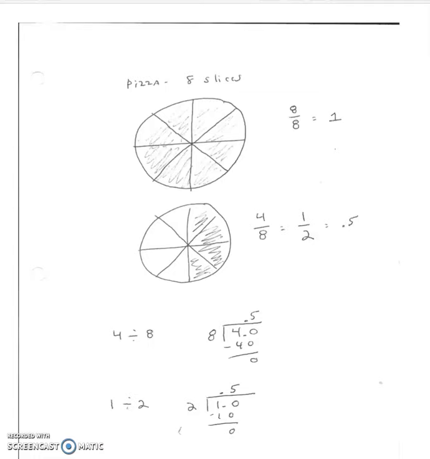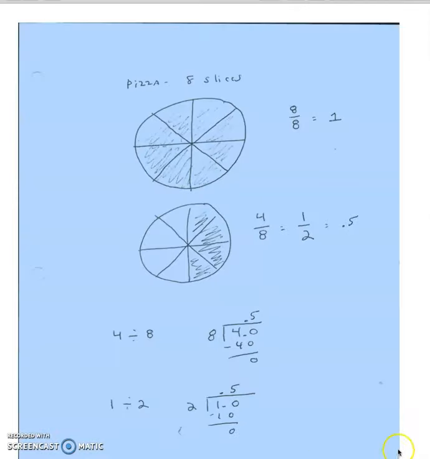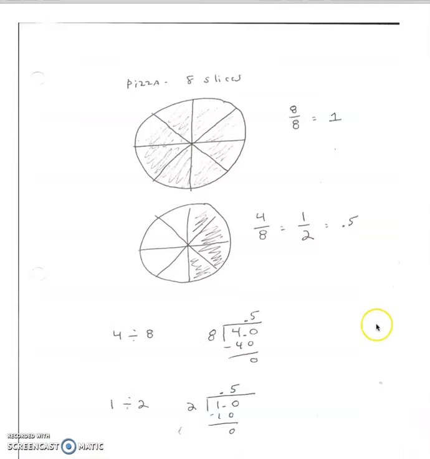I'm just going to make this a little bit bigger here. Okay. If we look at the second example, we have another pizza. We have 8 slices, but this time only 4 out of the 8 slices are shaded. Again, the top number is the numerator. This is the part, so that's the 4. And then the 8 is the whole.